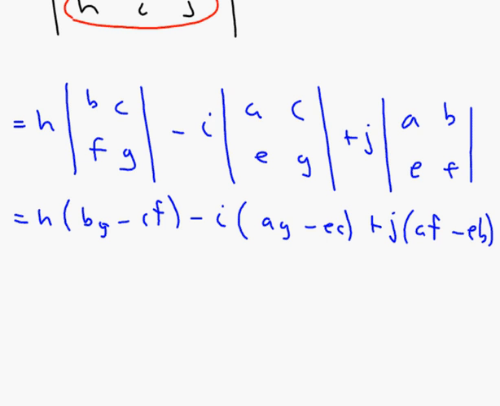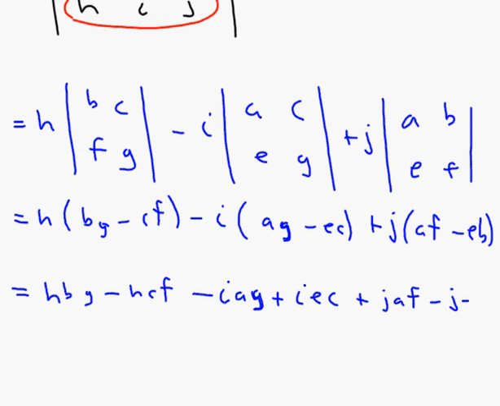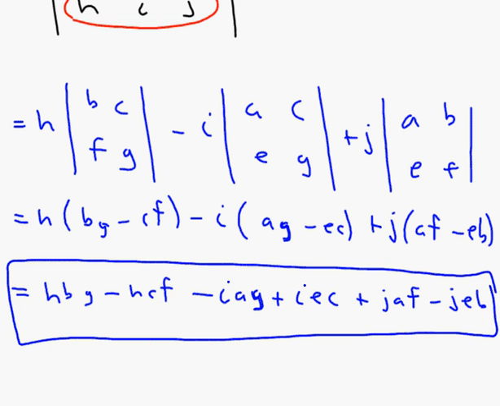Okay, so what does this turn out to be? HBG minus HCF minus IAG plus IEC. Sorry, I meant to say G. That's a G there. Okay, plus JAF minus JEB. So here's another thing you can remember to get the determinant.